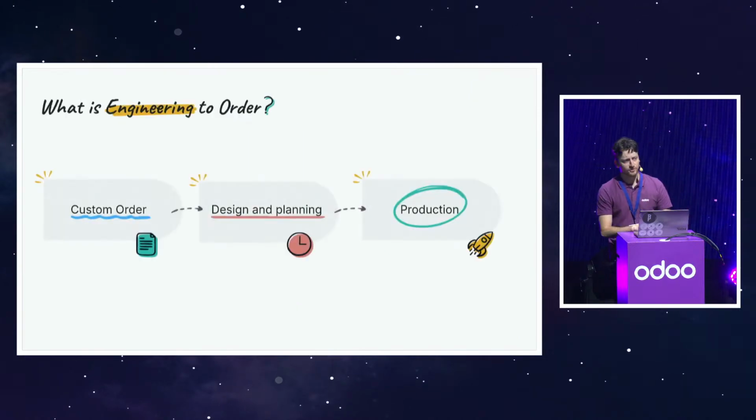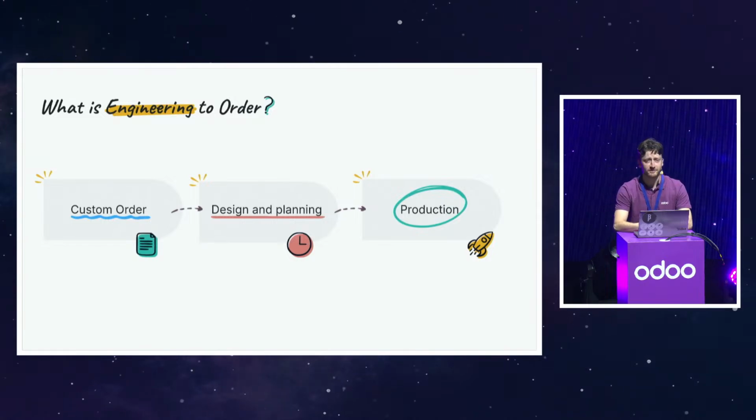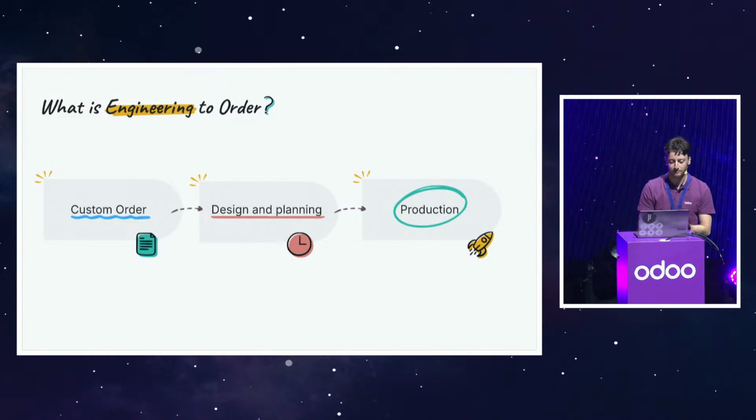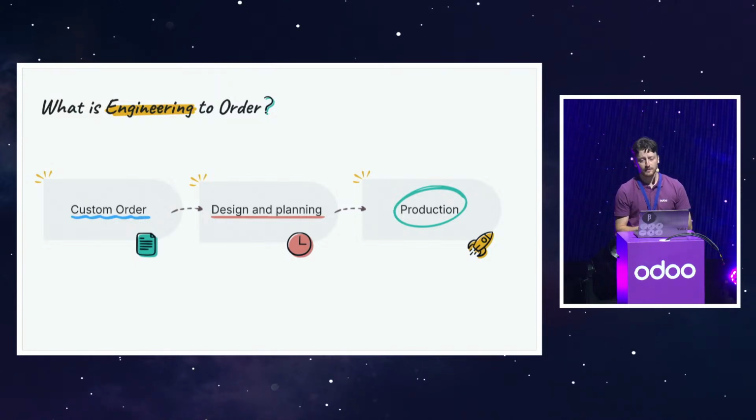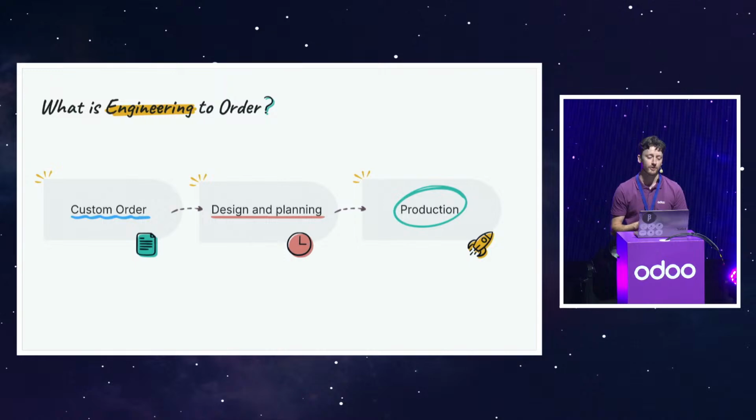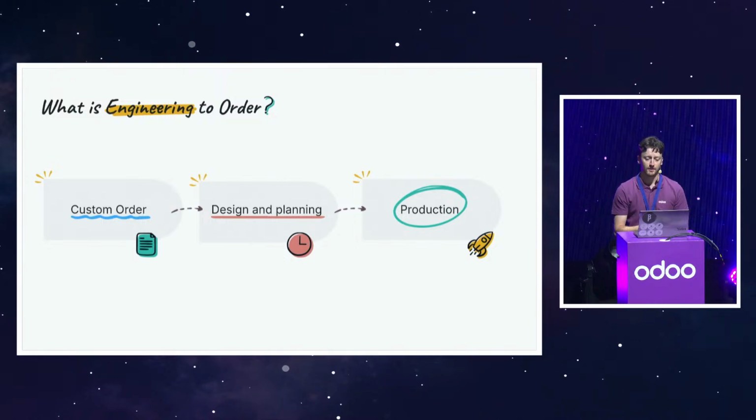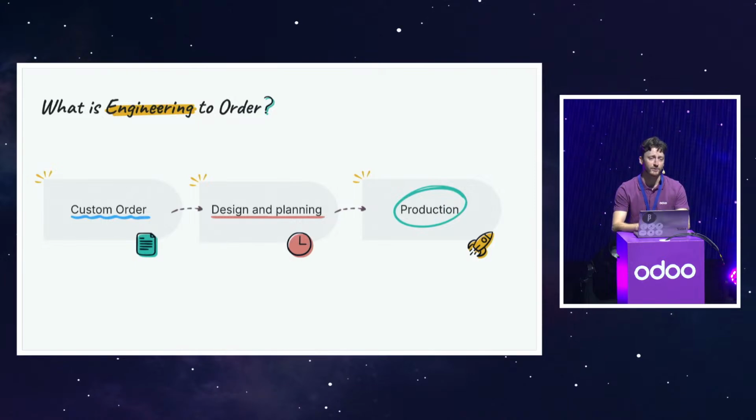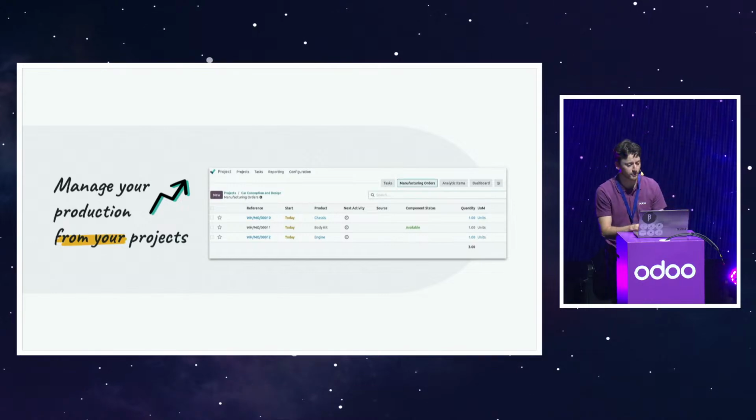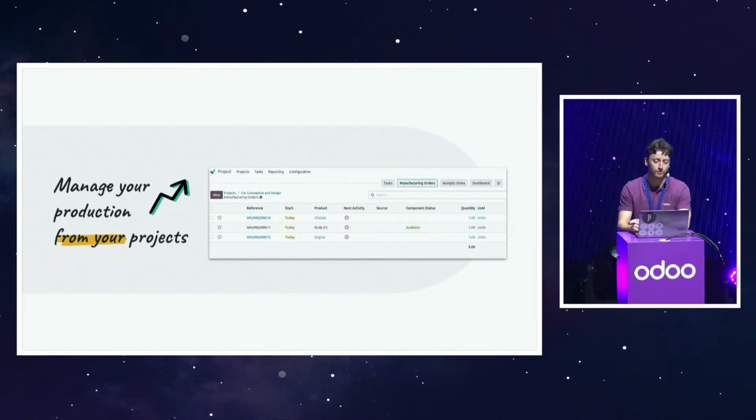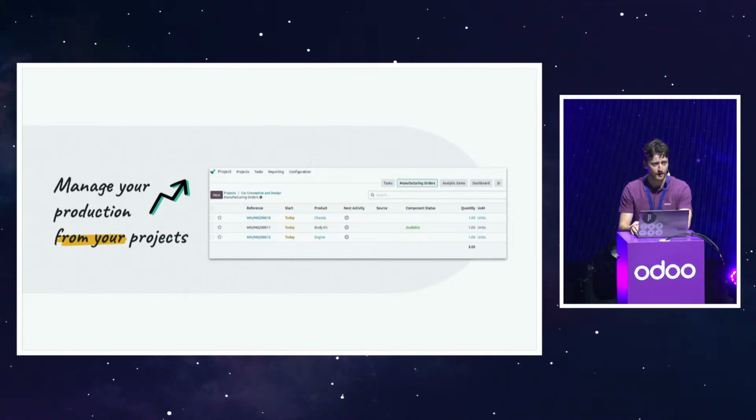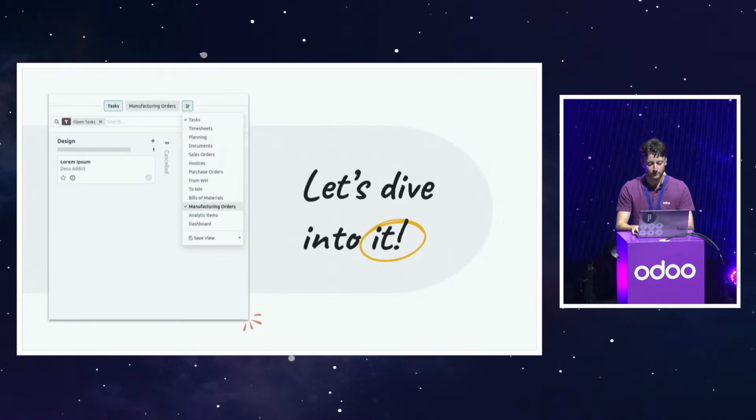Okay, so first of all, what is engineering to order? Well, I think if you joined this talk, you might already know it, but basically, it's when we manage a project that necessitates custom orders and therefore a lot of design and planning. And only then we can start the production. So that's a quick way of explaining engineering to order. And now we are going to see how to manage all of this directly from the projects app in Odoo. So I hope you're ready to dive into it with me.